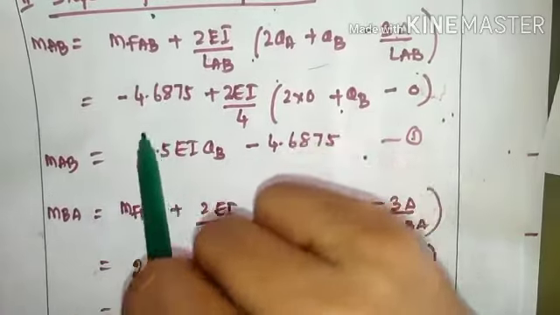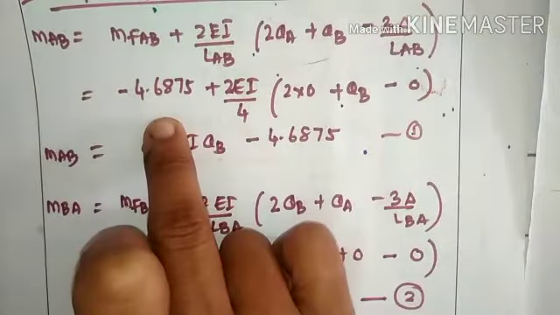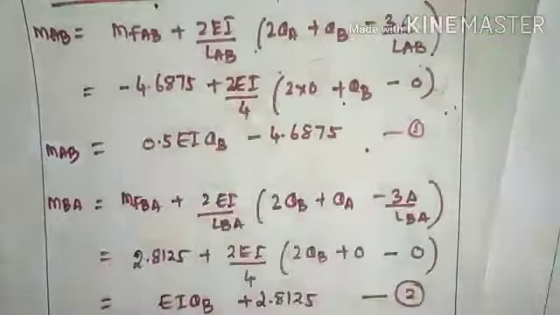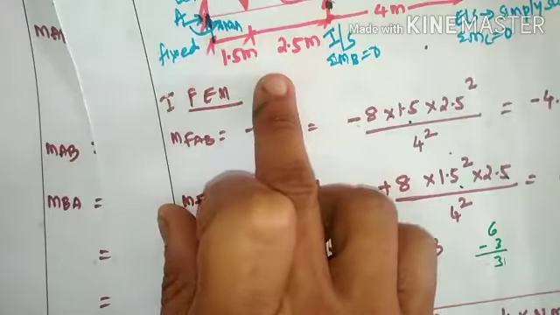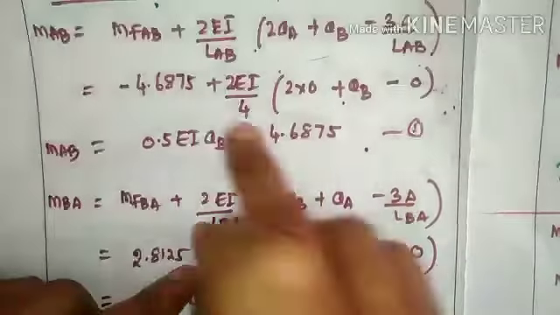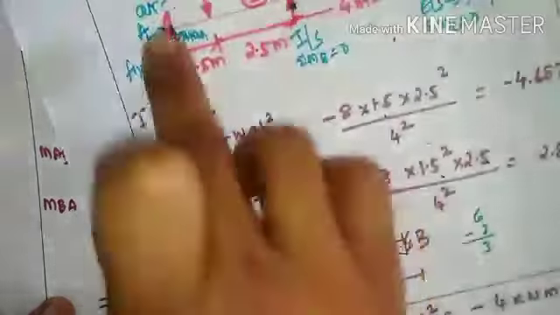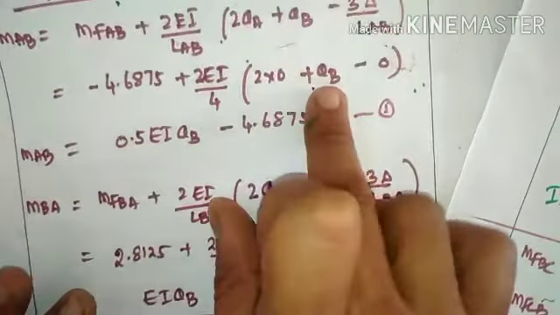So MFAB value, what has been calculated just before, is minus 4.6875. For EI, the I value is 1, so it shall be kept as it is, 2EI. Span is 1.5 plus 2.5, which is 4 meter, so this will be divided by 4. 2 theta A. Theta A will be 0. Why? Because it is fixed end. Theta B is kept as it is.